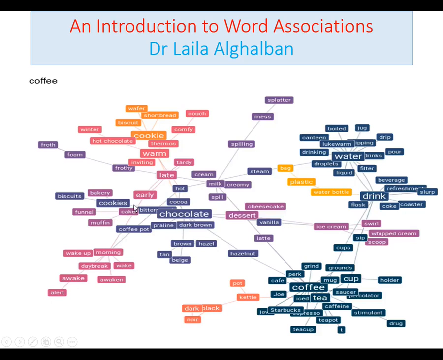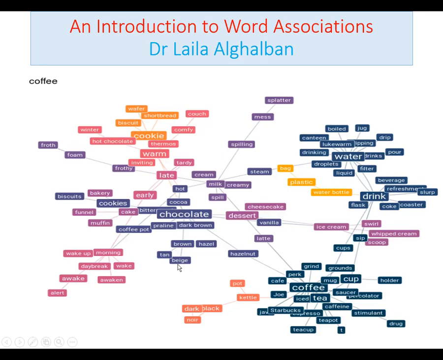We also have the word chocolate, which comes with many things: cookies, biscuits, muffin, cake. And then we have the word late, which is connected to the word tardy, and early. The opposite of early is what we talked about, synonymy and antonymy. Then warm, comfy, winter: things like warm cookies that we eat, and hot chocolate that we drink more in winter, and so on and so forth.